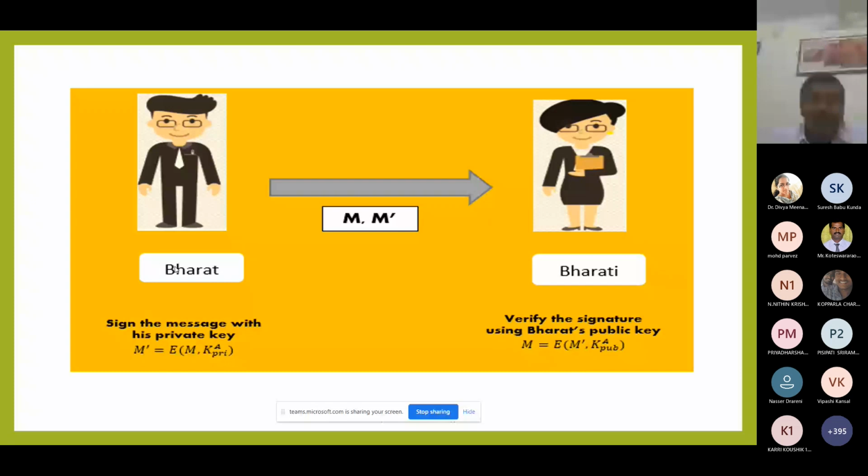So we send a message M dash, and we also have a signature. Bharat signs his signature with his private key. So when Bharti decrypts his signature, she will find that this signature is encrypted by the private key of Bharat. Bharti can decrypt the signature, so it is signed by the private key of Bharat. It means it is Bharat who alone knows his private key, and he is the originator of this particular message. He cannot refute the claim of sending a particular message. Non-repudiation problem is solved.